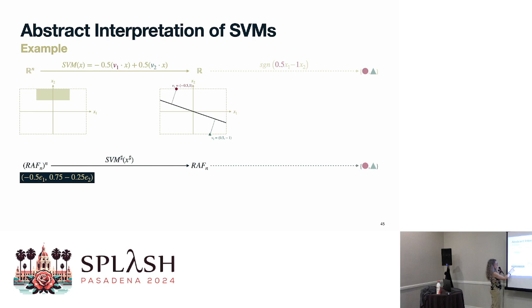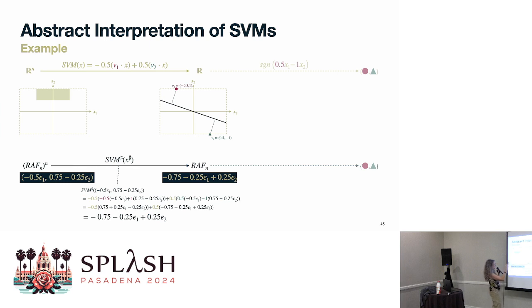So basically we have minus 0.5 epsilon 1. This will be abstracting this direction, this side of the dimension, this box here. And then we have this other expression, 0.75 minus 0.25 epsilon 2, for this other part of the space. Together they represent this input space here. And then we do the computations of the SVM with this abstraction.